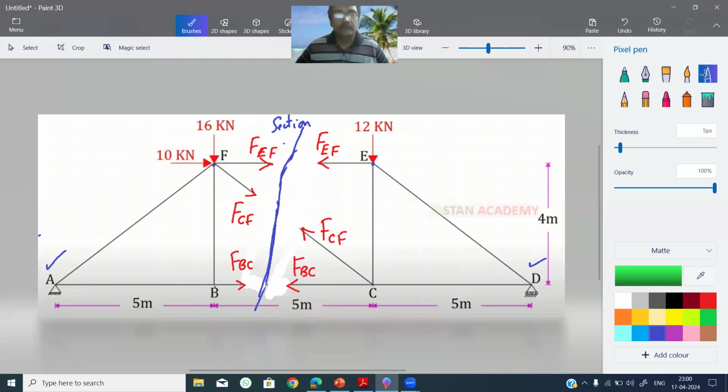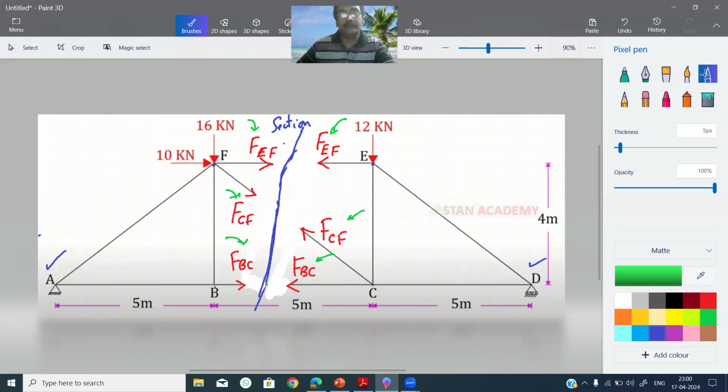Okay. So here you can see this is the left and this is the right portion. This is the left portion and this is the right portion. And FBC, left portion and right portion. Now for your analysis, for your calculation, you can take either the left portion or the right portion according to your convenience, right? Now, how to identify FEF, FCF, FBC and other forces, right?